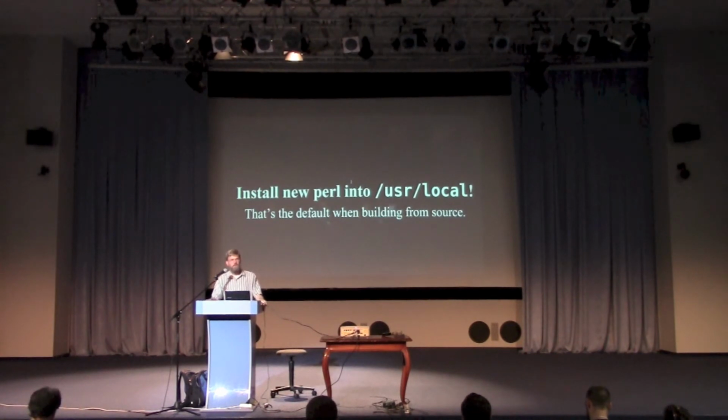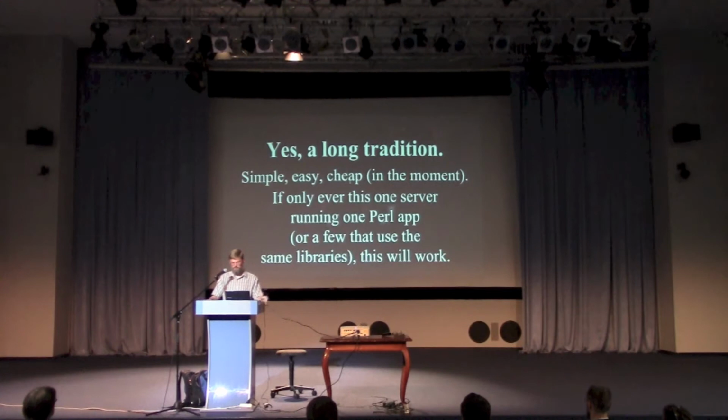Okay, the tried and true response to that is to go build your own Perl from source and install it into /usr/local. That's simple, easy, and cheap right now. And if you're only ever going to have one server with one app, if you're keeping a very simple setup, then it's probably fine, to be honest. Some people would say, oh, that's not clean, it's not organized, how do you uninstall? But practically speaking, a lot of people do this, and it's okay.